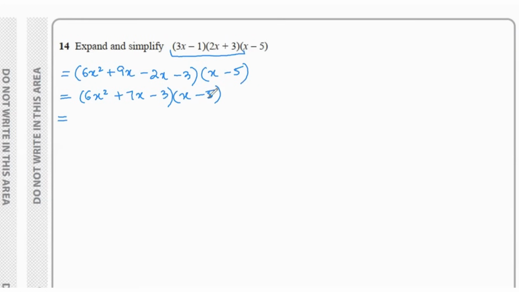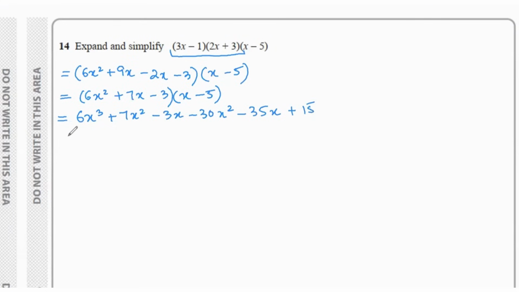Now you multiply the x minus 5 with all the terms in the first bracket. So x times 6x squared is 6x cubed. x times 7x is 7x squared. Then x times negative 3 is negative 3x. Negative 5 times 6x squared is negative 30x squared. Negative 5 times 7x is negative 35x. And negative 5 times negative 3 is positive 15.